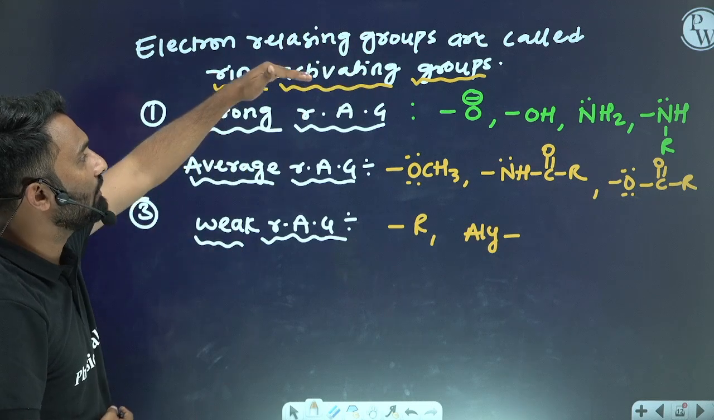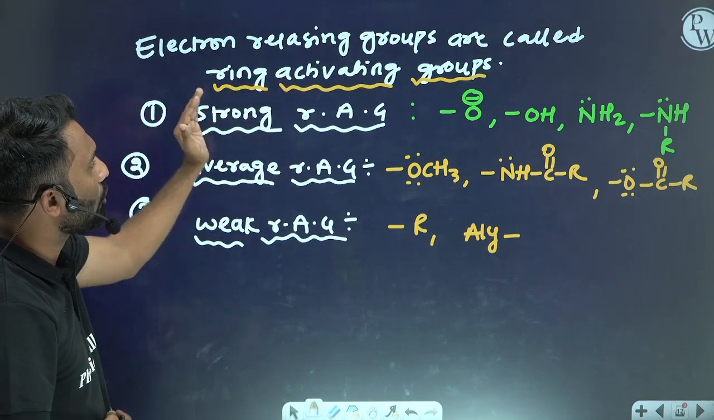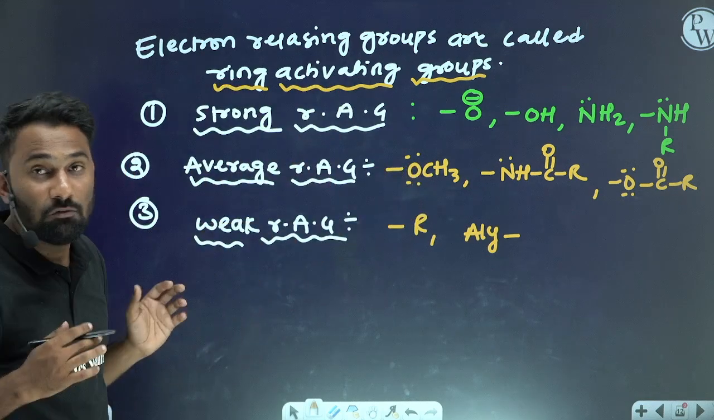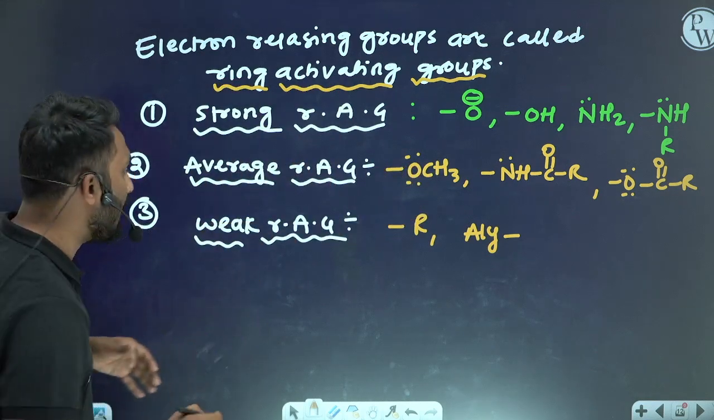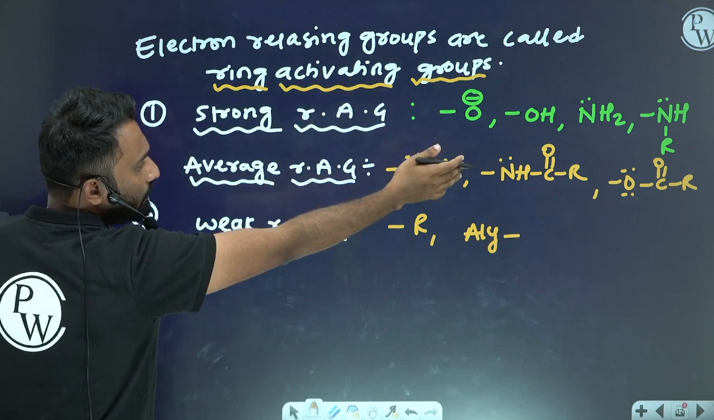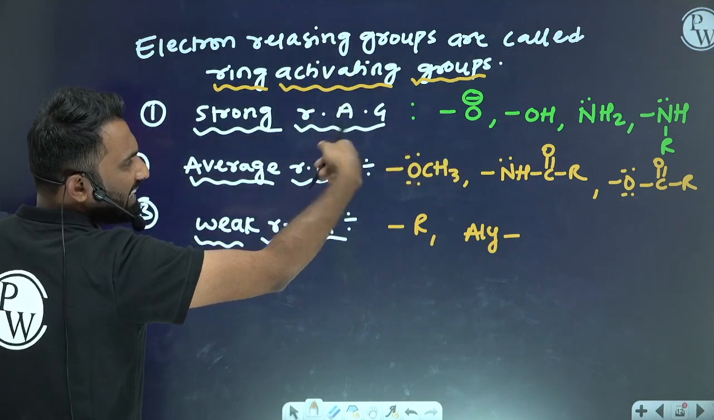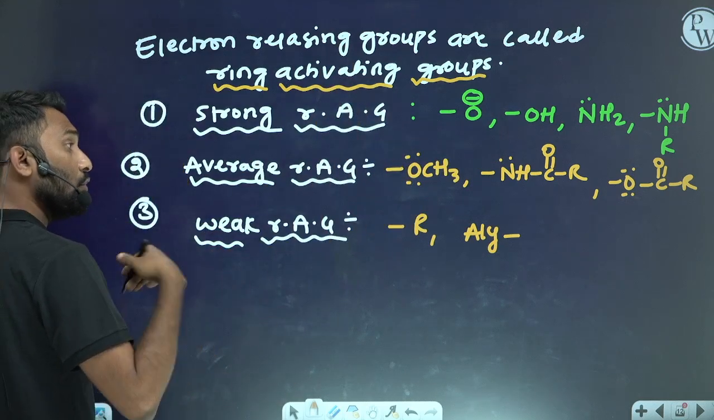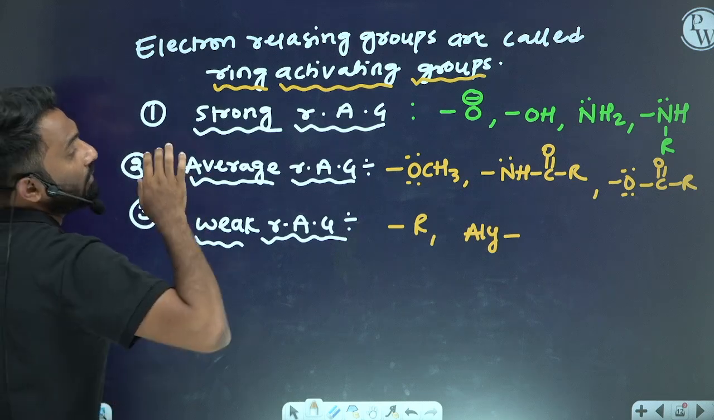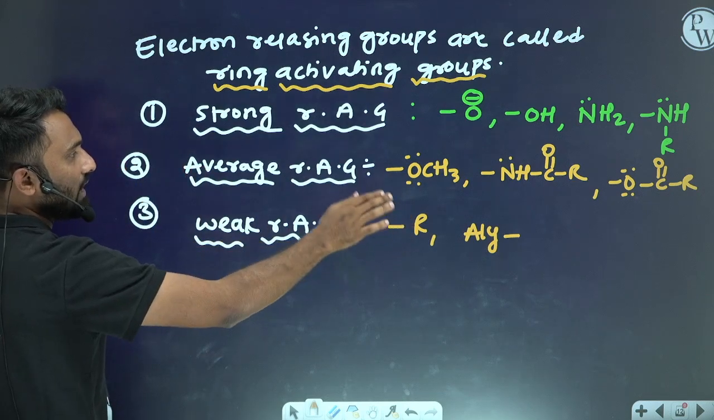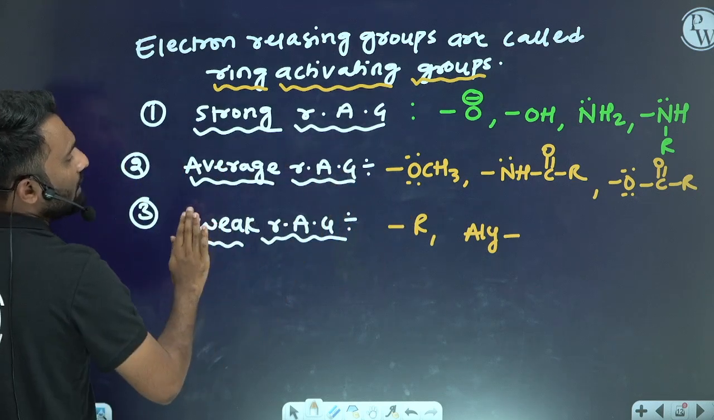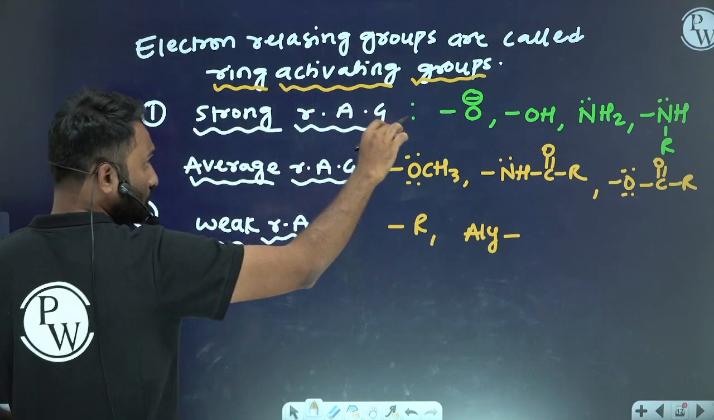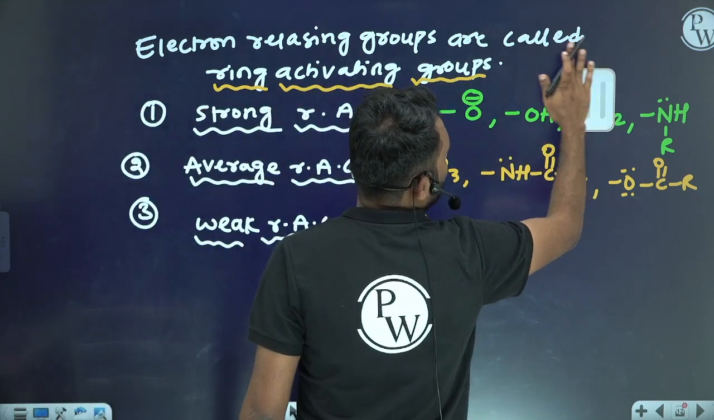Now ring activating groups are of three types. One is strong ring activating groups, which will activate the ring very fast, which will increase the electron density at the ortho and para positions. Among them there is competition: the one which readily increases the electron density at ortho and para positions, next averagely, next very slowly it will be increased. Clear?